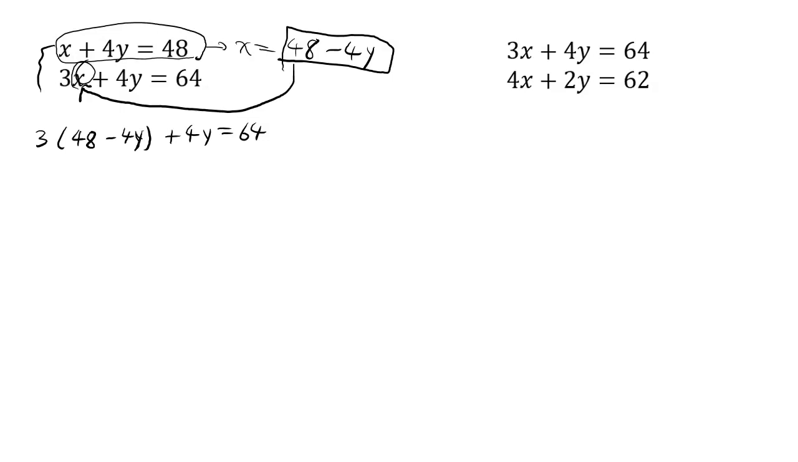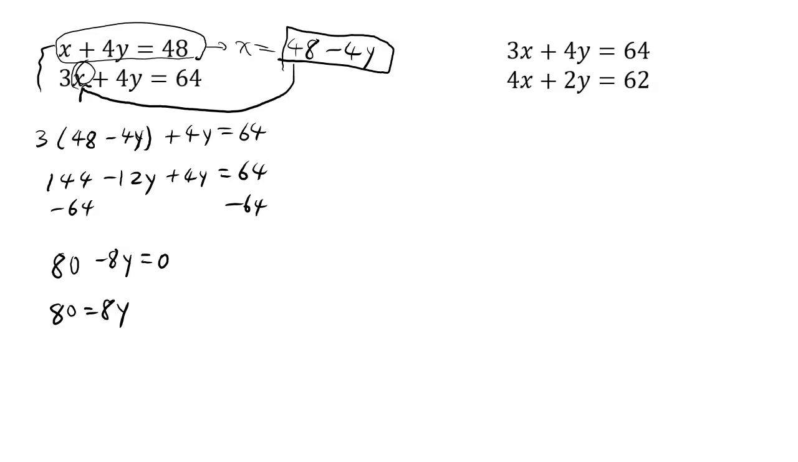All right, 3 times 48 would be 144. 3 times 4y is negative 12y. Plus 4y equals 64. Let's subtract 64 from both sides. And then 144 minus 64 is 80. And then negative 12y plus 4y is minus 8y, equal to 0. So 80 is equal to 8y. And then when you divide by 8, you get y equals 10.